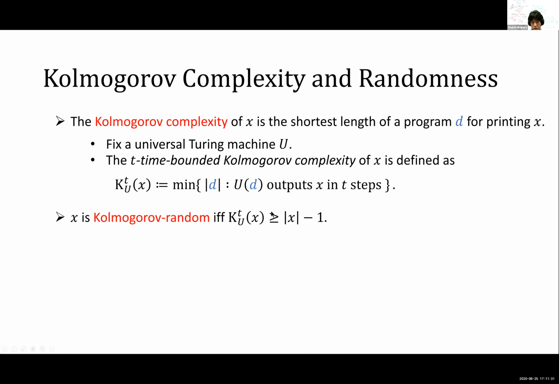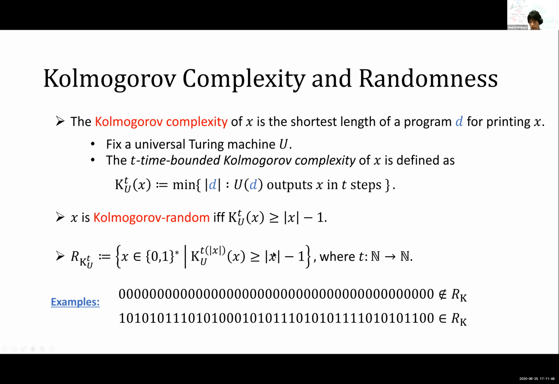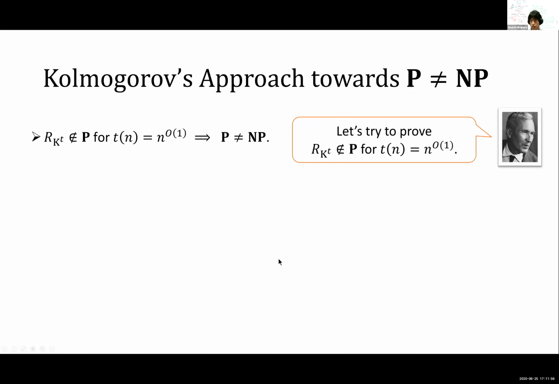We say that x is Kolmogorov random if you can't compress x into a program of length |x| minus 1. And the set of random strings is denoted by R_K. For example, the all-zero string is not Kolmogorov random. And if you pick a uniform random string, it's going to be a random string with high probability.